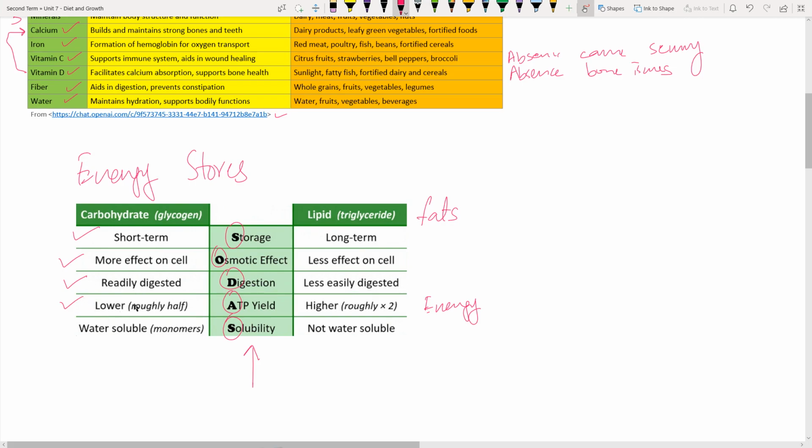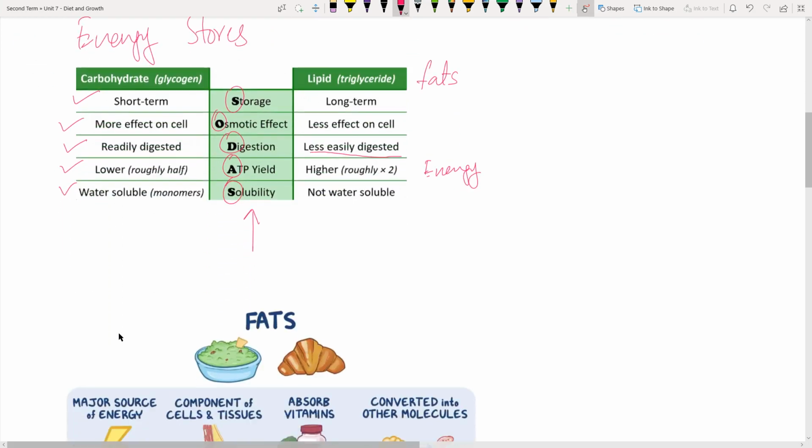So you can see that the carbohydrates in general produce less energy compared to the fats. Since fats are long-term energy storage, they keep on releasing energy even after the normal carbohydrates are consumed. The fat will remain there because it is not easily digested, so it will release energy over time. And then eventually, water solubility. Carbohydrates are water soluble while fats are not water soluble.